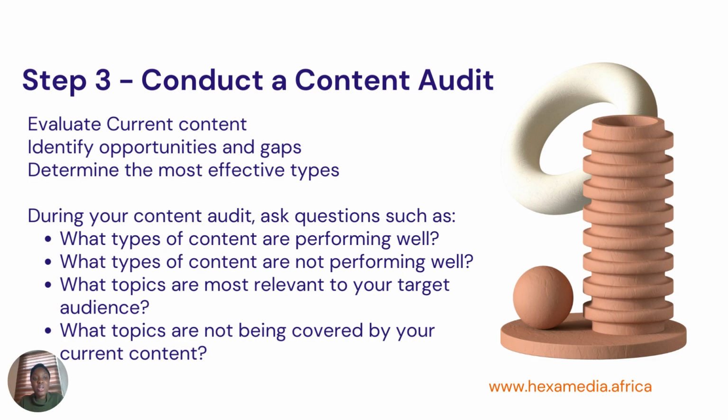So, evaluating the current content. What kind of content do you have on your website, on your social media? What kind of content have you been sharing via email, on the blog section of your website, and all of that? You need to go and look at it and see, is it performing well? What kind of content was performing well? What kind of content was not performing well? What was the engagement with that?